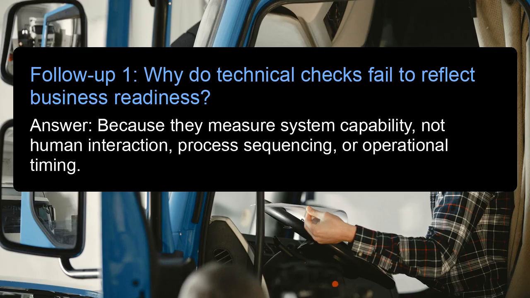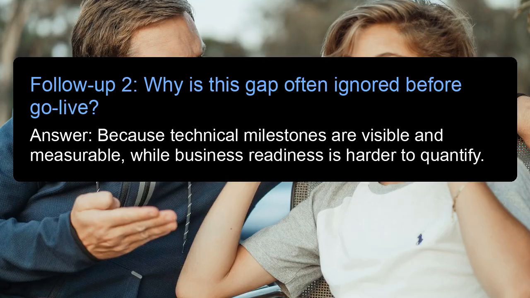Follow-up 1. Why do technical checks fail to reflect business readiness? Answer: because they measure system capability, not human interaction, process sequencing, or operational timing. Follow-up 2. Why is this gap often ignored before go-live? Answer: because technical milestones are visible and measurable, while business readiness is harder to quantify.